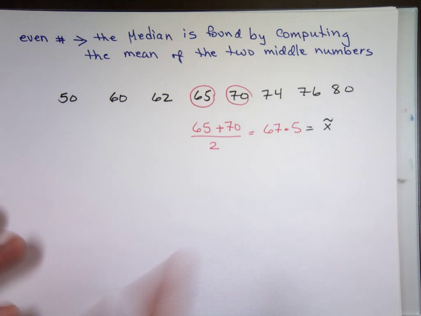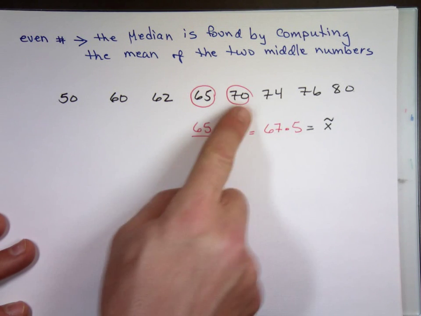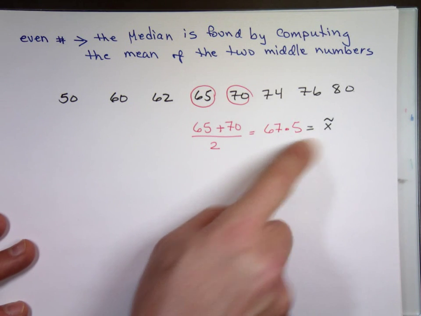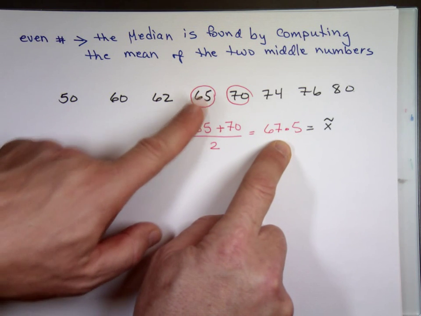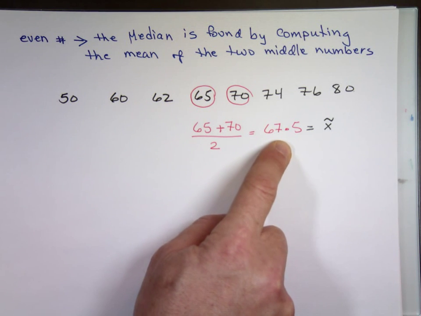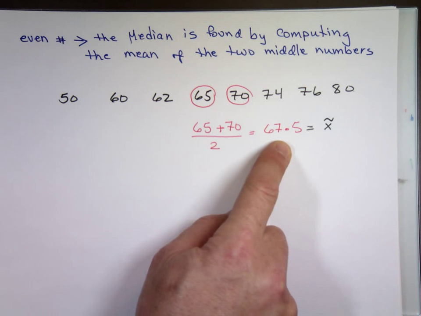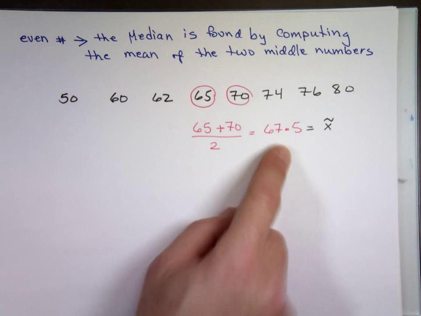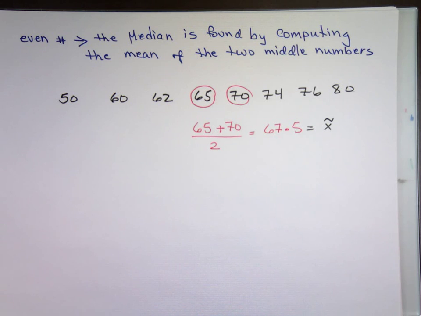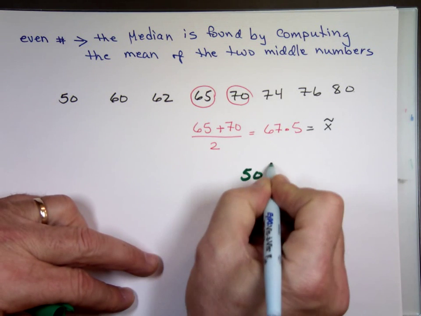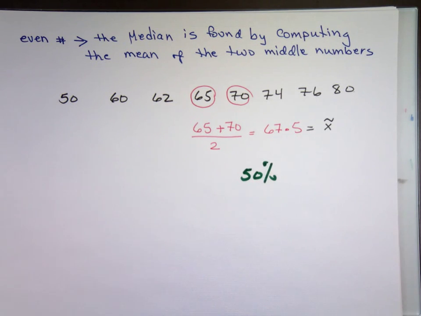So we take the two middle ones, add them, and divide by 2. Notice how many values are less than 67.5? 1, 2, 3, 4. How many values are larger than 67.5? 1, 2, 3, 4. That's your median. Later in the course, you'll hear me mention something about these numbers. The median is called the 50th percentile. Why is it called the 50th percentile? Because 50% of the values are to the left of that, 50% of the values to the right of that. It has a different name too, called quartiles.